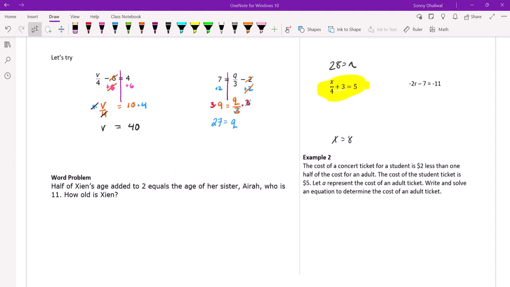Okay, let's get started. Let's do a word problem now. Can we get like a 10-minute break after class? I'll give you guys a bit of a break. Yeah. Okay.